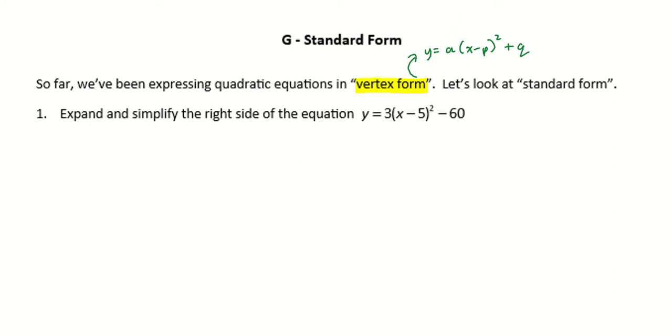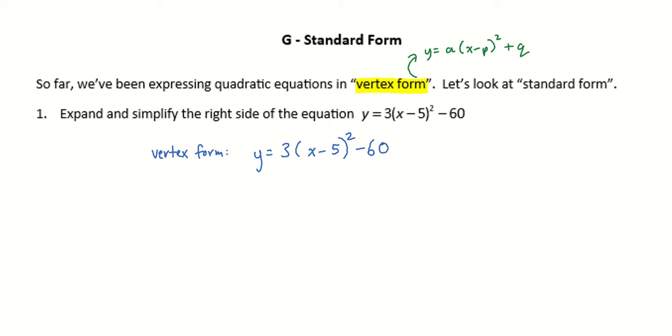Standard form is just another way that we can leave the equation that honestly isn't as useful. We're just going to look at what it is. So we're going to start out with vertex form of the parabola, which is y is equal to a vertical stretch with scale factor 3, (x minus 5) squared, minus 60. So 5 is the x coordinate of the vertex, and negative 60 is the y coordinate.